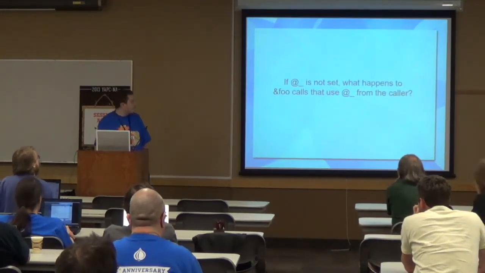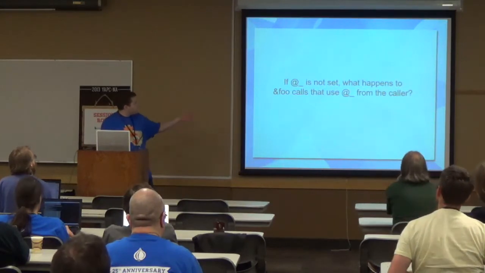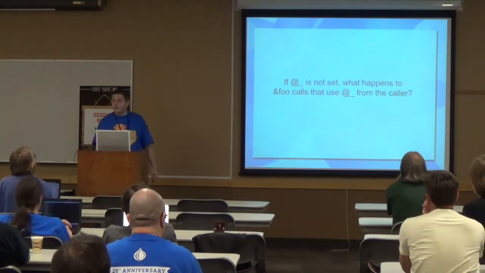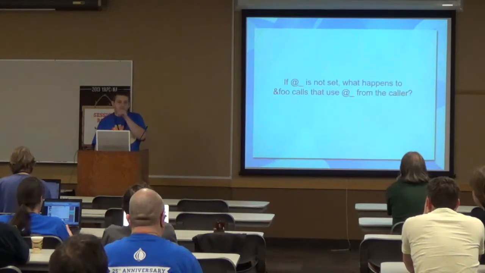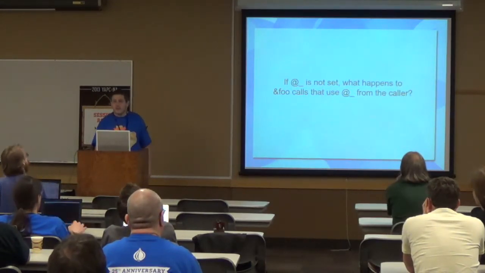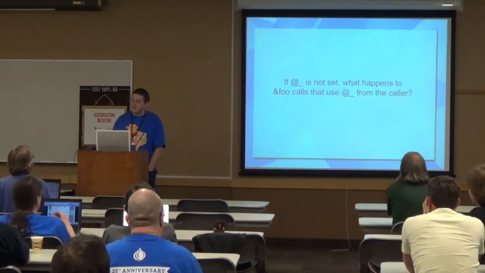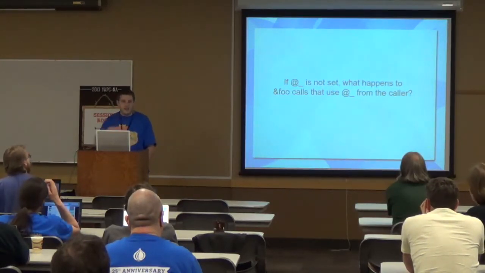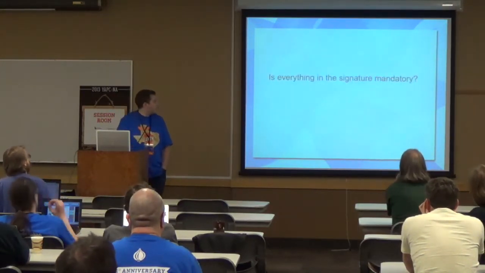If it's not set, what happens to things like &foo calls that use the implied @_? They're just pulling things off the stack. If I got rid of the stack, I broke this. Or else I made some more monster spaghetti code to support this, and it gets messy. We don't want to do that.